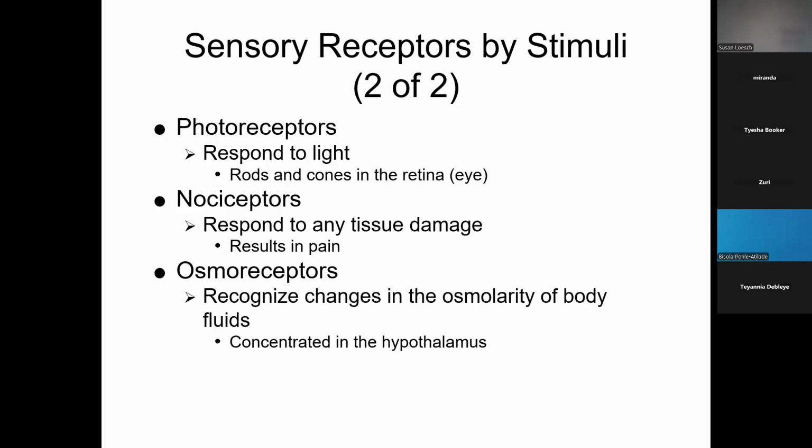Osmoreceptors, which we talked about when we did fluid and electrolytes and a couple other things. Those are in the hypothalamus, and they recognize changes in your osmotic pressure. So remember, when you become too salty or when you're not salty enough.